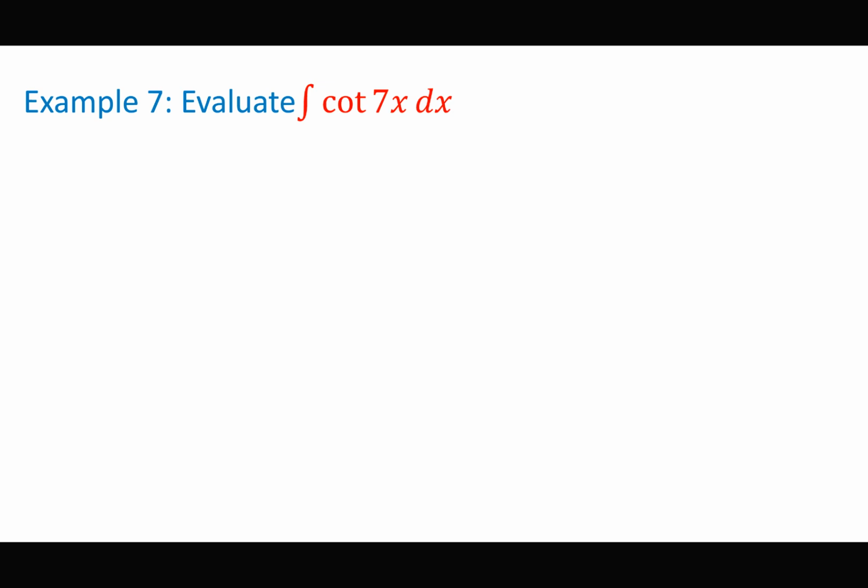So this is one that is, in terms of cotangent, kind of one of those tips. If we had tangent, I said write as sine over cosine. Well, cotangent would be cosine of 7x all over sine of 7x dx. What should we pick u to be?